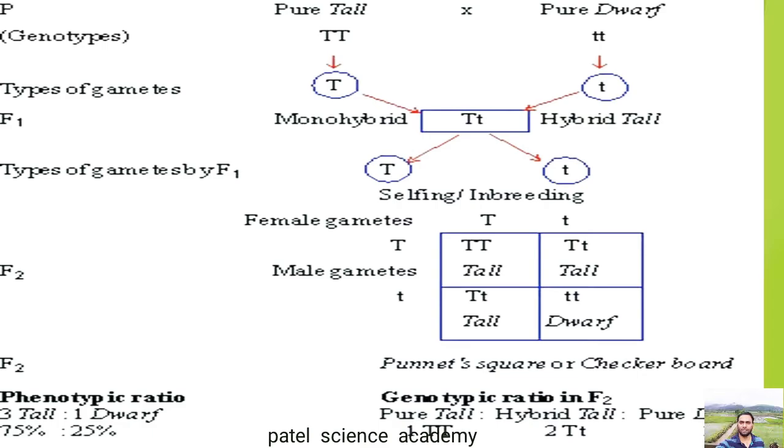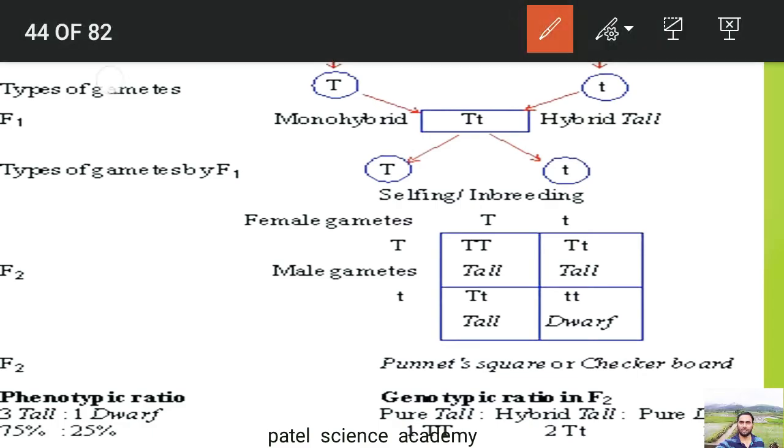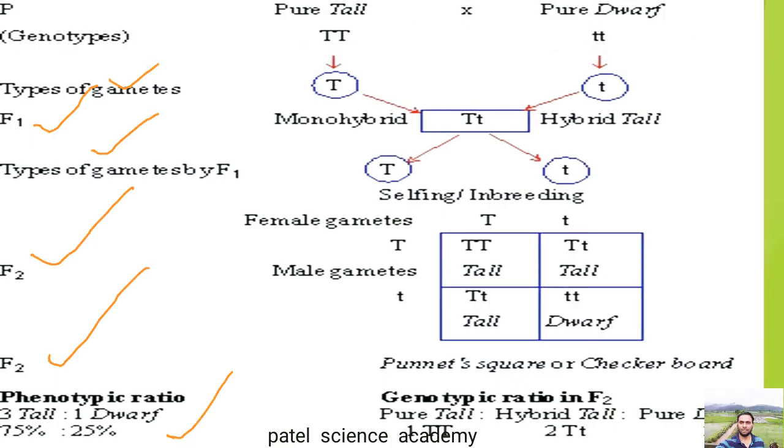Just look at the top left of this page. This P indicates the parents, then their genotypes, then their gametes, then the F1 generation, then the gametes of the F1 generation will be produced, then the F2 generation, and then the percentage, that is the ratio. So now we'll see the parents.